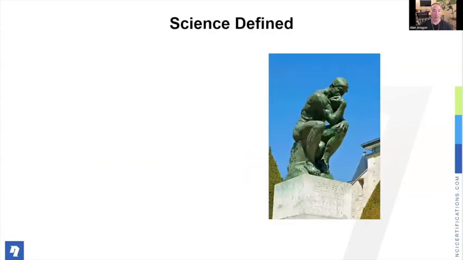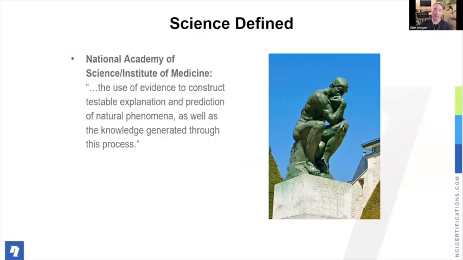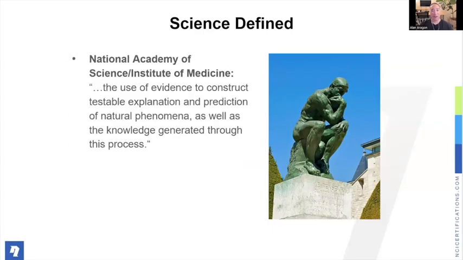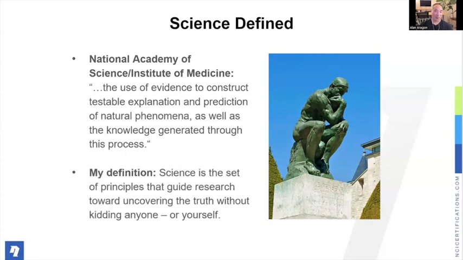All right, let's define science. According to the National Academy of Science, science is the use of evidence to construct testable explanation and prediction of natural phenomena, as well as the knowledge generated through this process. Kind of a mouthful, kind of an unwieldy definition, so I simplified it. My definition of science: science is the set of principles that guide research toward uncovering the truth without kidding anyone or yourself.